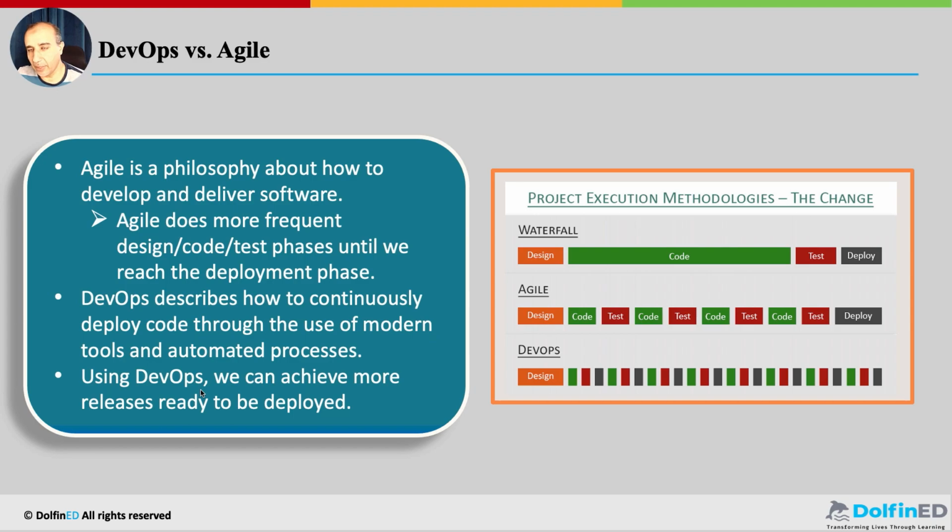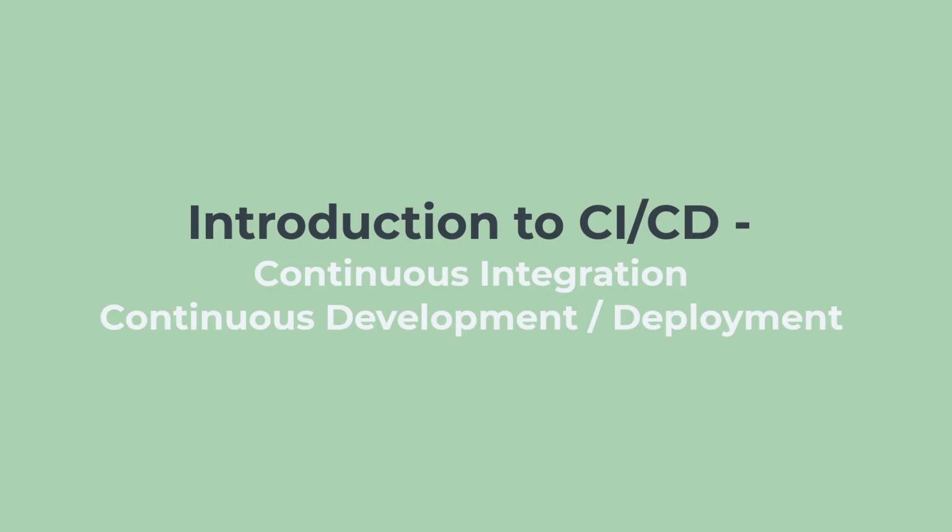So when we use DevOps, we can achieve a lot more than if we just do Agile without DevOps, okay? So please keep this in mind, because you might be asked the question: we are already using Agile, why should we move into DevOps?